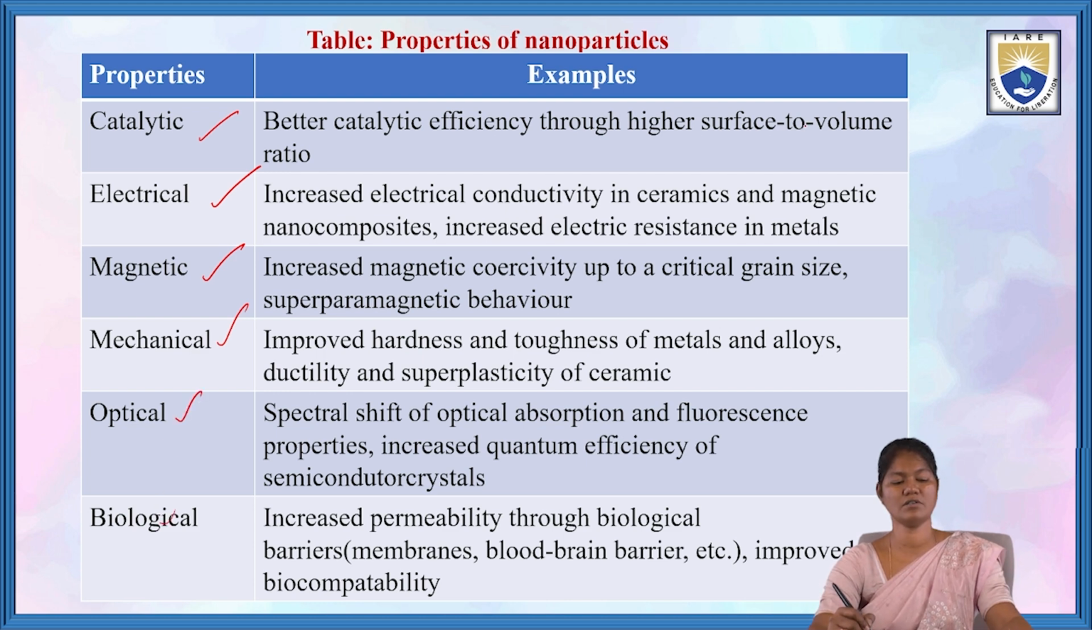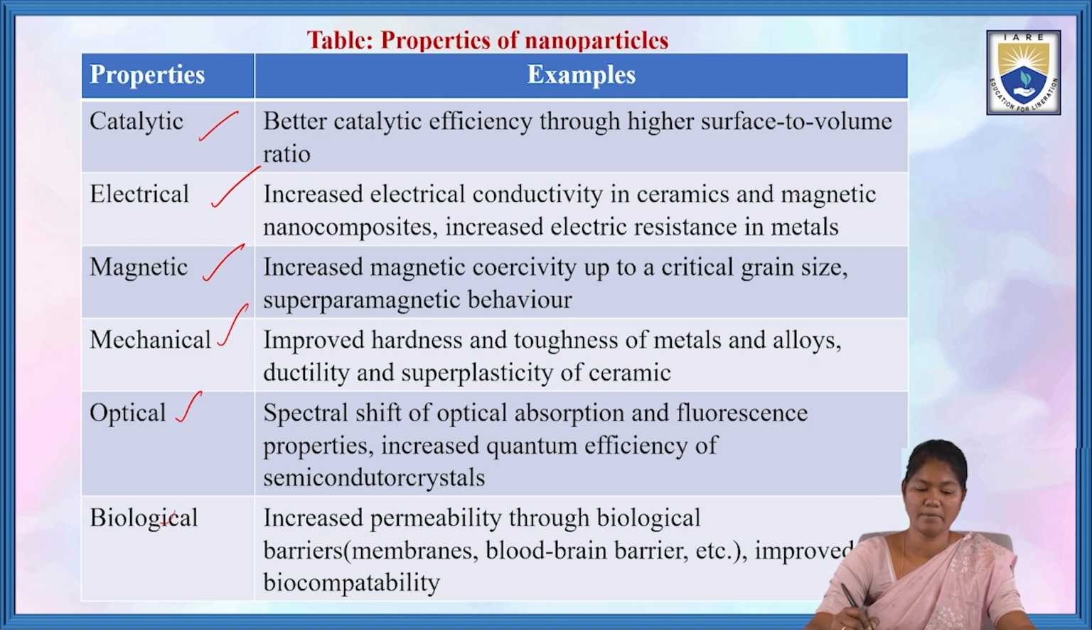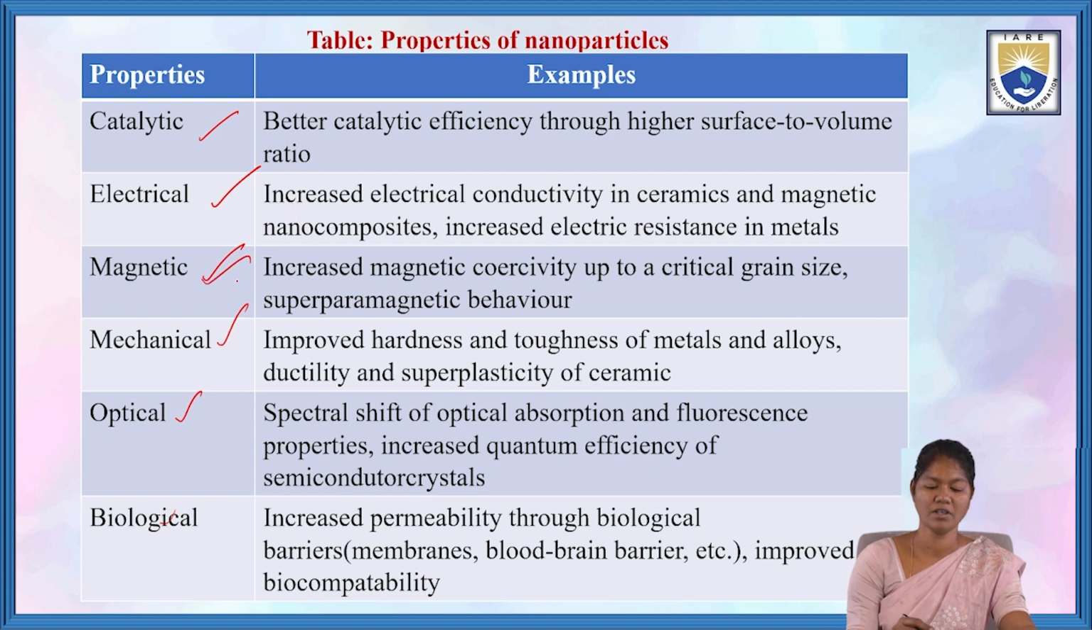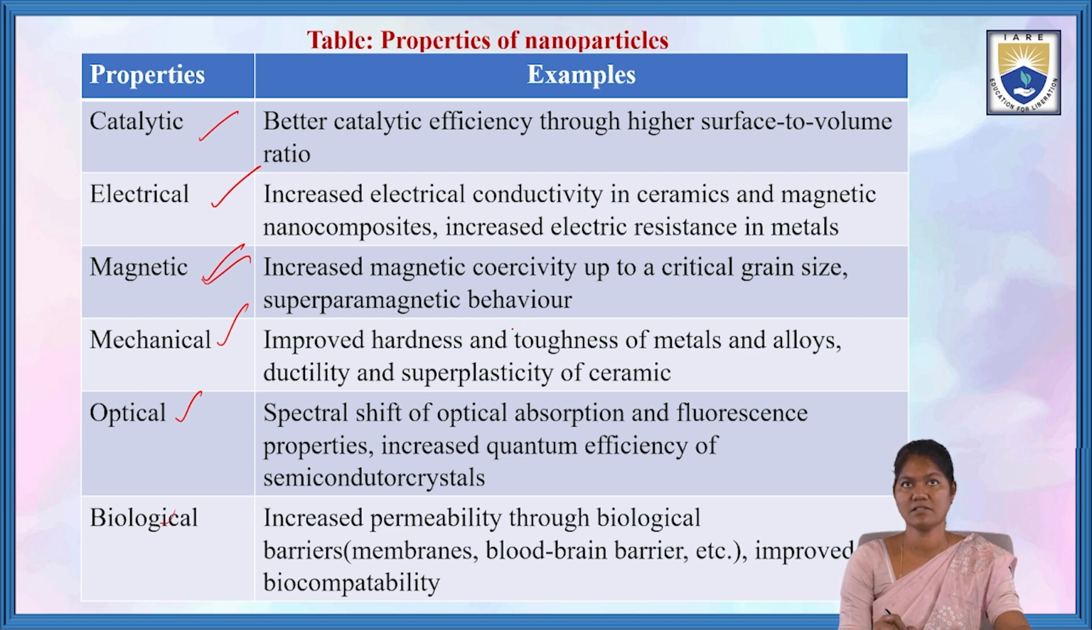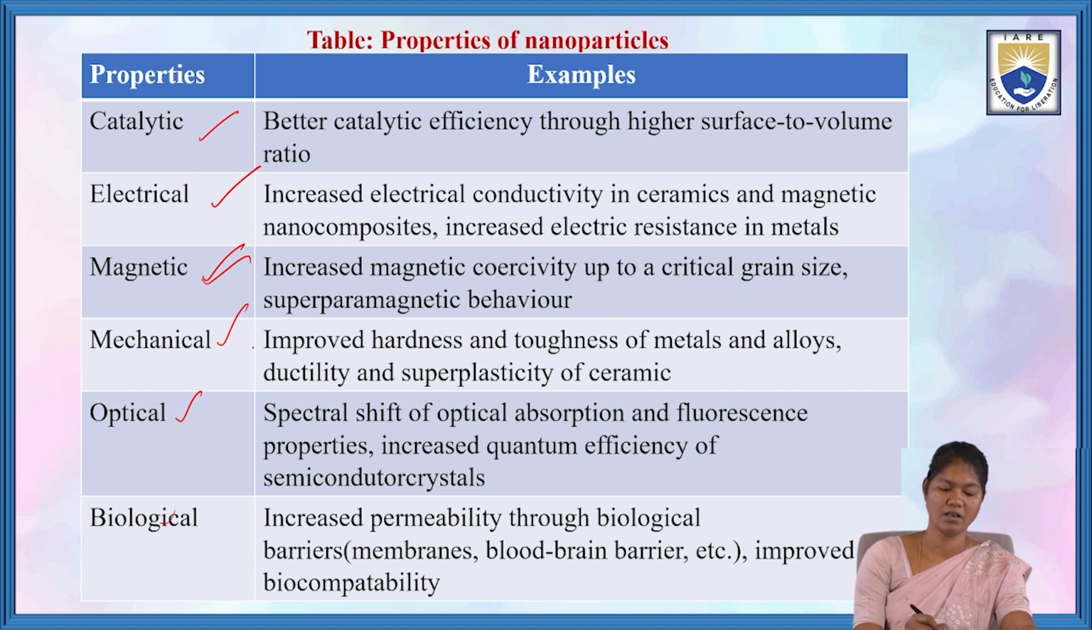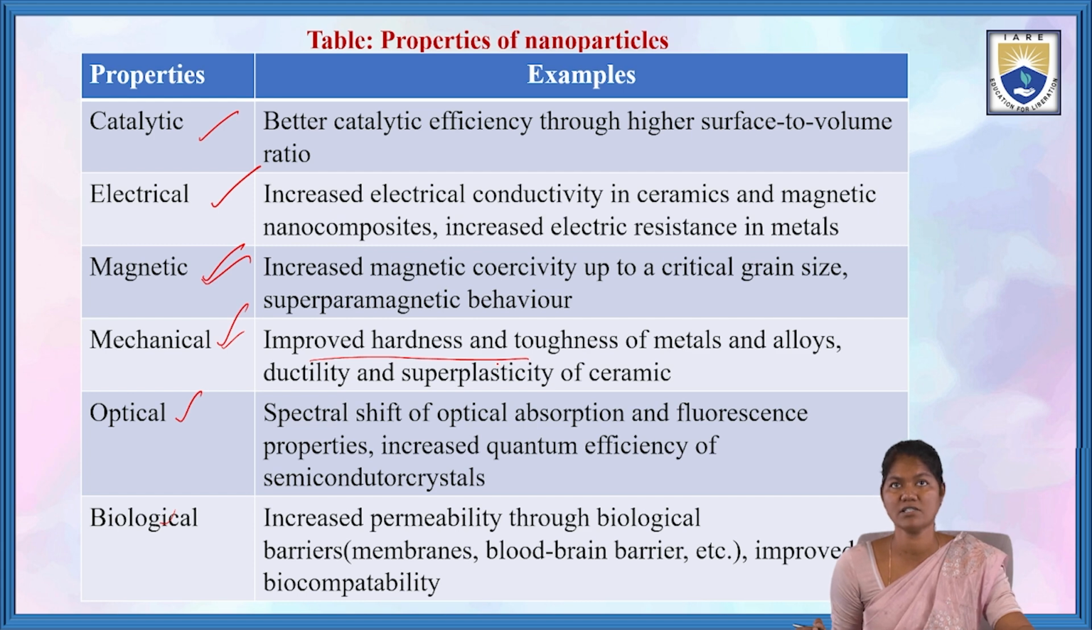Coming to the catalytic properties: better catalytic efficiency through higher surface-to-volume ratio. Electrical property: increased electrical conductivity in ceramics and magnetic nanocomposites, increased electrical resistance in metals. Magnetic property: increased magnetic coercivity up to a critical grain size, and superparamagnetic behavior can be seen. Mechanical property: improved hardness and toughness of metals and alloys, ductility and superplasticity of ceramics.